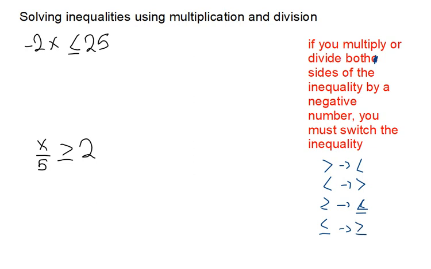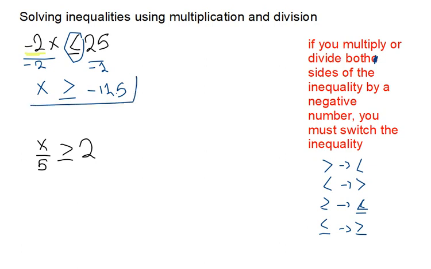Okay, so let's look at an example. Negative 2x is less than or equal to 25. So we need to get rid of this negative 2 in this case, so we have just x. To do that, we are gonna divide both sides by negative 2. When you divide by negative 2, you are gonna have to also flip this sign here. So you're gonna end up with x on this side. X is gonna be greater than or equal to 25 divided by negative 2. That would give you negative 12.5. Okay. So that is our answer.